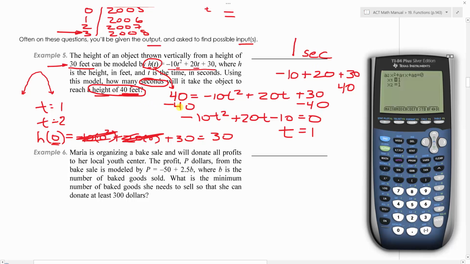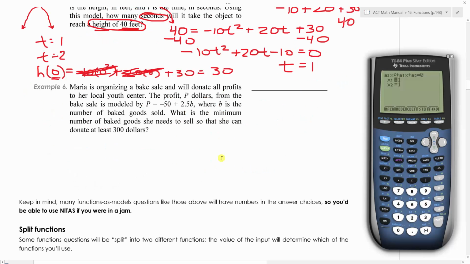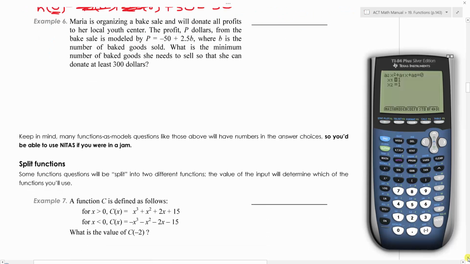Now again, if you had other ways to factor this and you wanted to use those ways, that's fine. I'm not going to go through them right now. If you have questions on how you would factor this without the calculator, you can either do a little bit of Google searching, or if you're working with a tutor, ask your tutor.